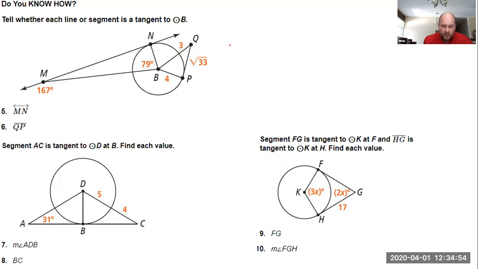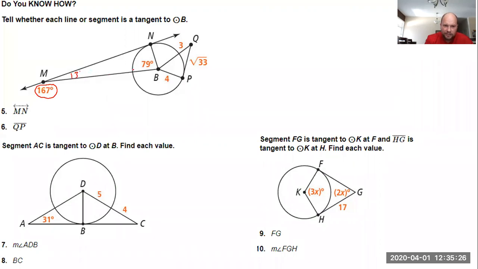Well, again, in order for it to be tangent, it has to be a 90-degree angle at the point N. So they gave us some information. They told us that this angle here is 167. If that angle is 167, then the angle that's next to it, well, these are a linear pair. They are supplementary to each other. They have to add up to 180. So if you subtract 167 from 180, that would leave us with this angle as 13.